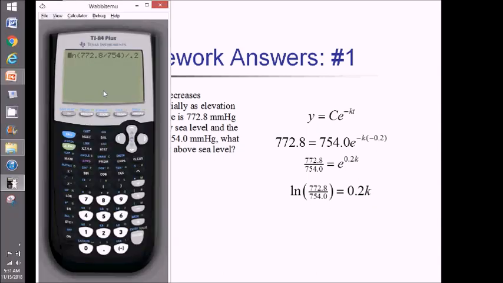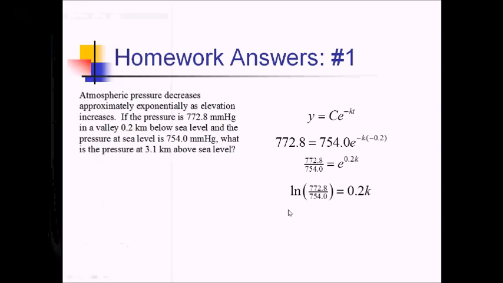Here we go. So here we are. I've got ln of that fraction divided by 0.2. Comes out to 0.1231. We'll take it out to at least 4 decimals here. So that's my k value.